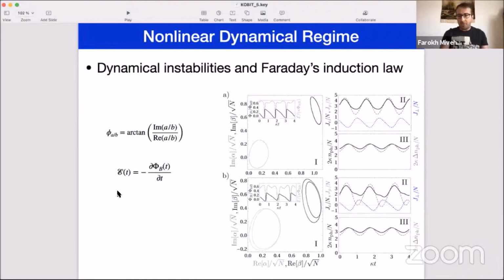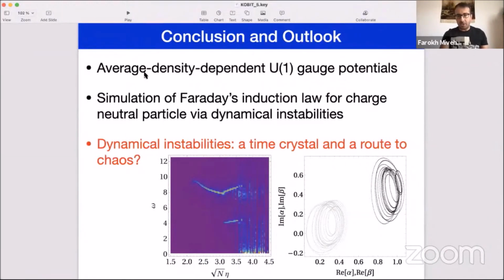Yes, I'm almost done. With this, we show that one can simulate a Faraday's induction law for neutral particles using a dynamical instability in a cavity-induced dynamical gauge potential. And with this, I come to the conclusion. We showed that an average density-dependent U(1) gauge potential can be simulated with cavities. And as a result of dynamical instability in this system, Faraday's induction law basically emerges naturally.